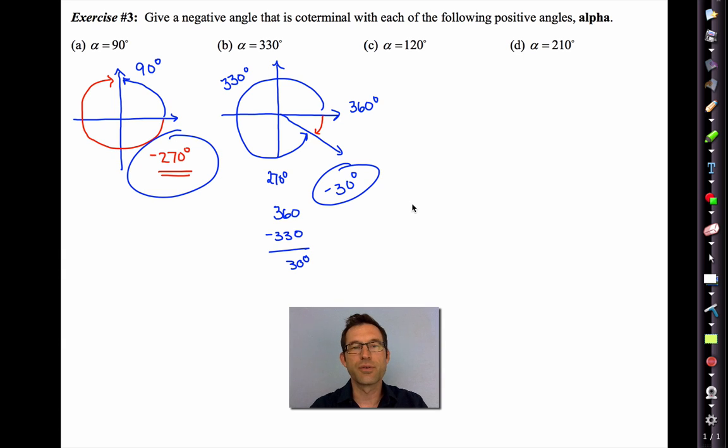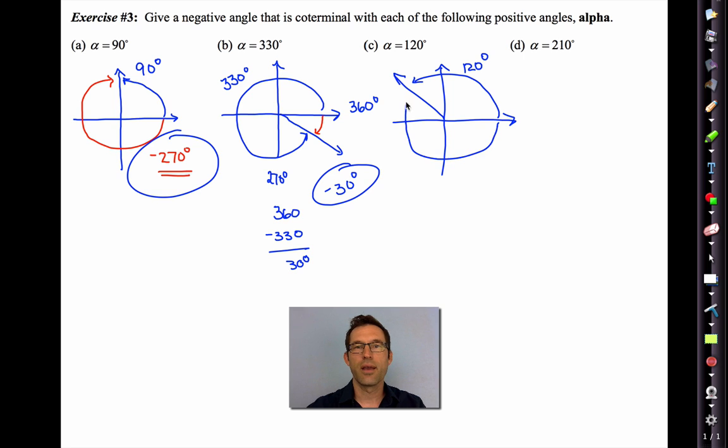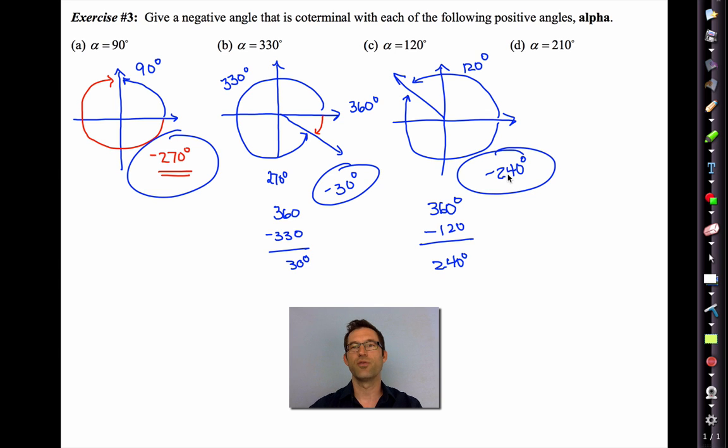All right, why don't you try letter C and letter D? All right. Again, I bet that many of you can start to do this without the diagrams, but I tell you we're going to draw a lot of these, so why not? There's 120 degrees. Here would be the clockwise rotation, and a lot of people will just do this. They'll do 360 minus 120, gives me 240 degrees, but since it's clockwise, I'll write negative 240.